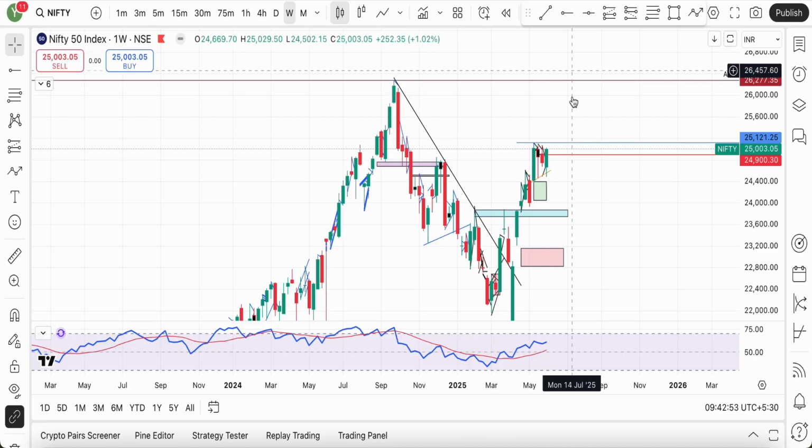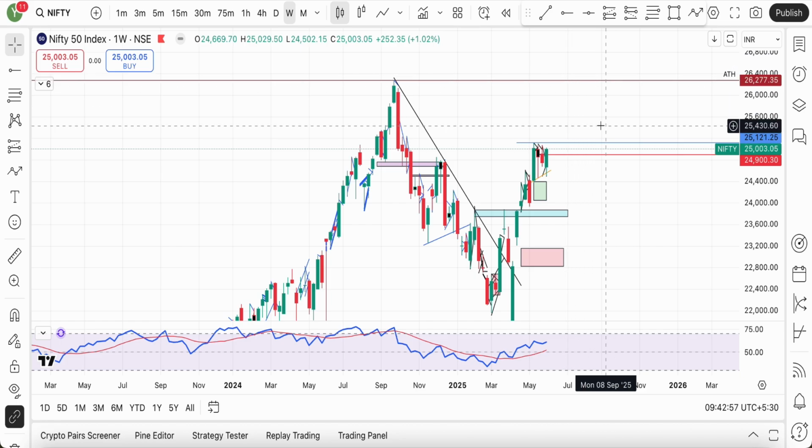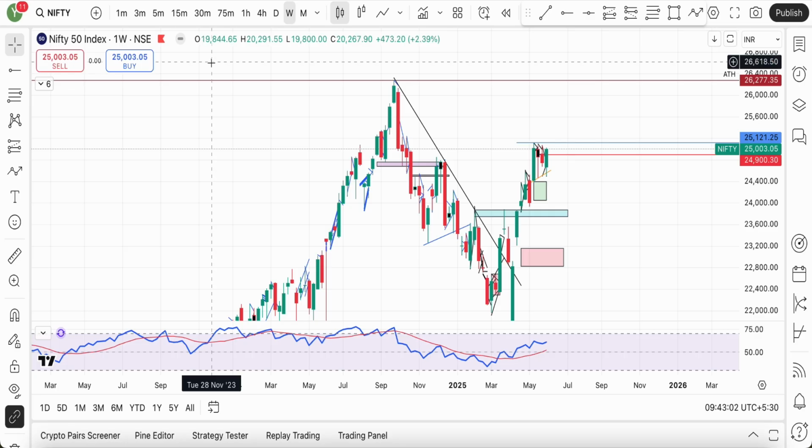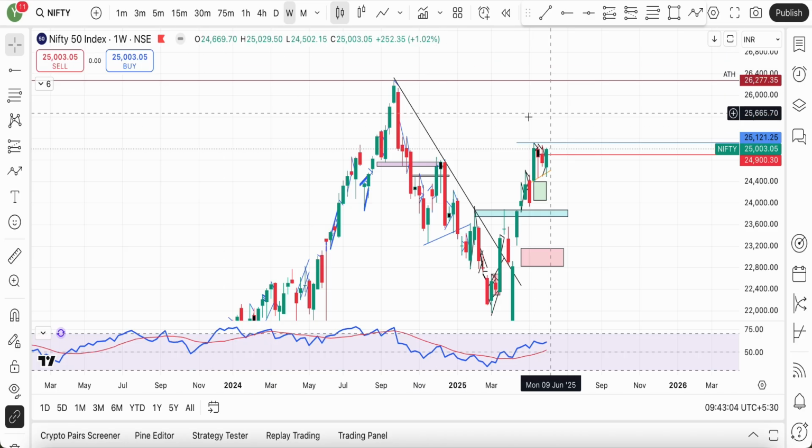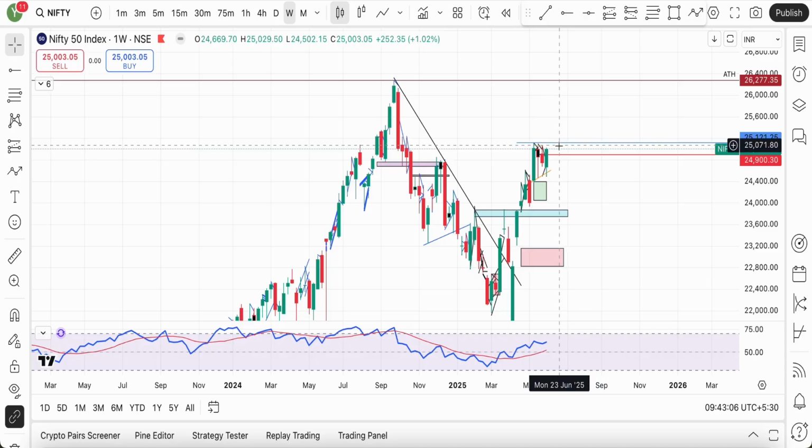And any move above this, I believe, can lead us to a new all-time high, right? There's also a theory called the all-time high magnet, wherein if we are trading very close to the all-time high, there is a very high tendency that the market will touch the all-time high, create an all-time high.